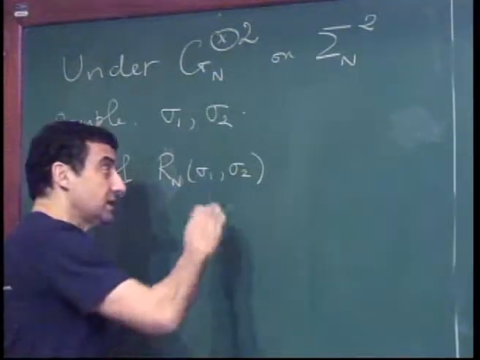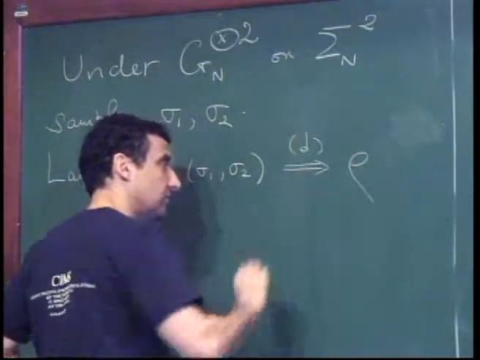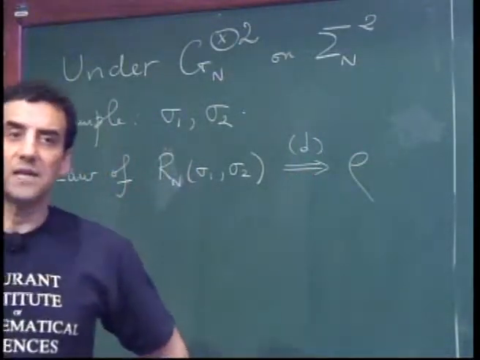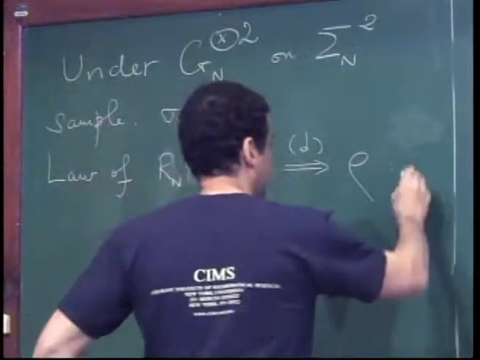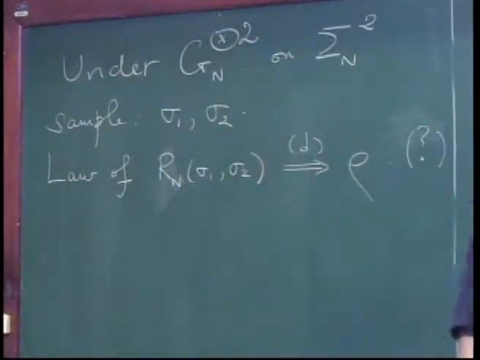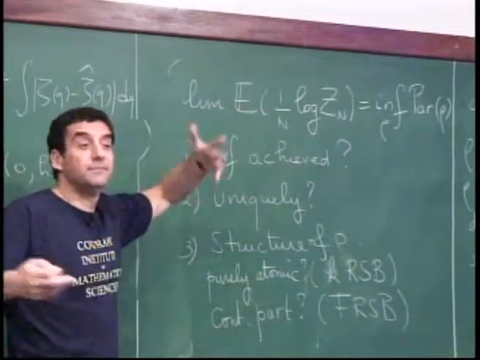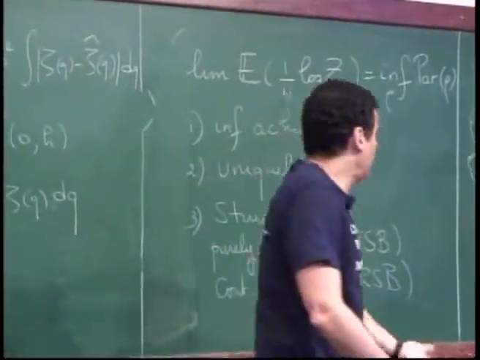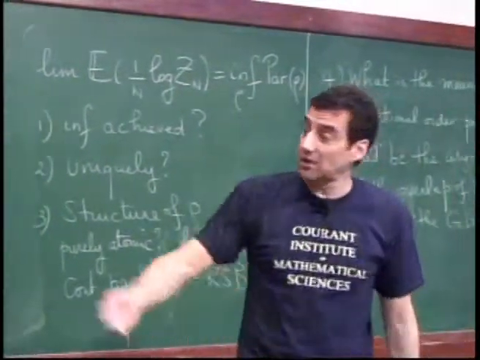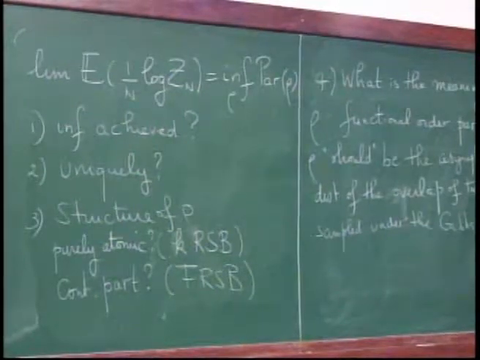Okay, and then this should converge in distribution to rho. That's one thing, so that's what you expect. Of course, if this is not achieved, if you have more than one minimum, or even if you have one unique minimum, it's not clear that this would be true, but this is the way you should think about it. And we'll see that in some cases we can say it's true.